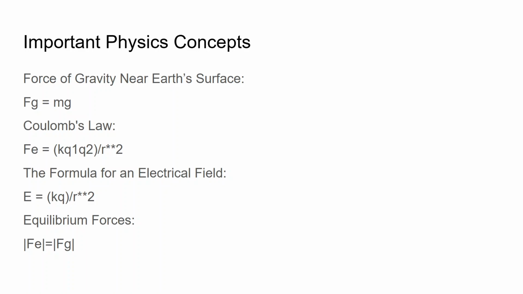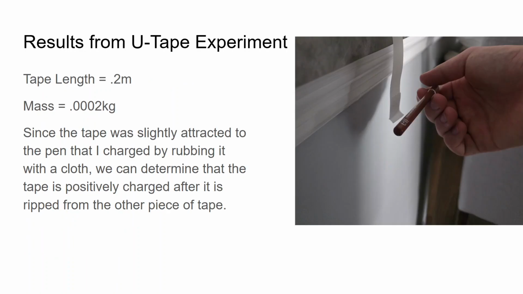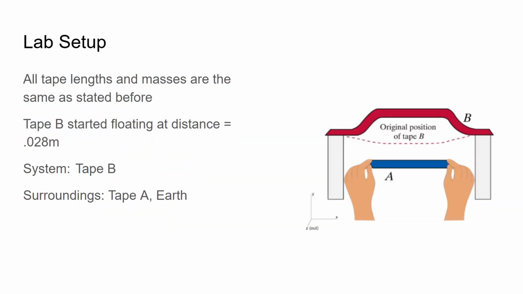Some important physical concepts used were the force of gravity near Earth's surface, Coulomb's law, the formula for an electric field, and equilibrium forces. Results from the tape experiment: the tape length was around 0.2 meters, and the mass ended up being around 0.0002 kilograms. Since the tape was slightly attracted to the pen that I charged by rubbing it with a cloth, we can determine that the tape is positively charged after it is ripped from the other piece of tape.